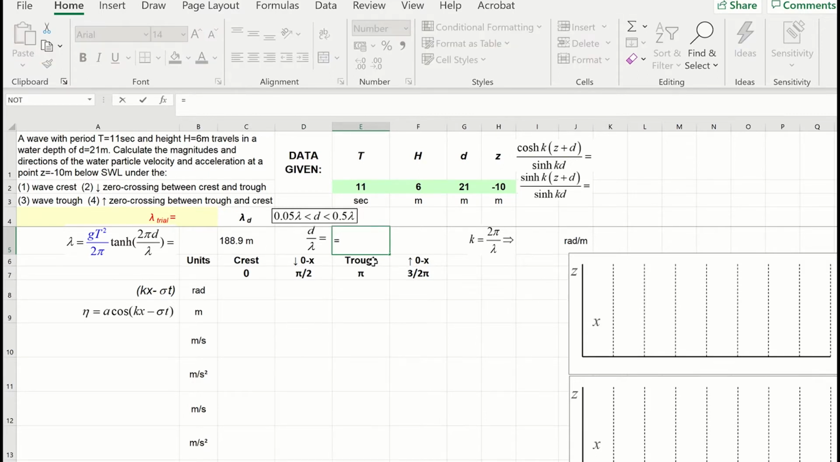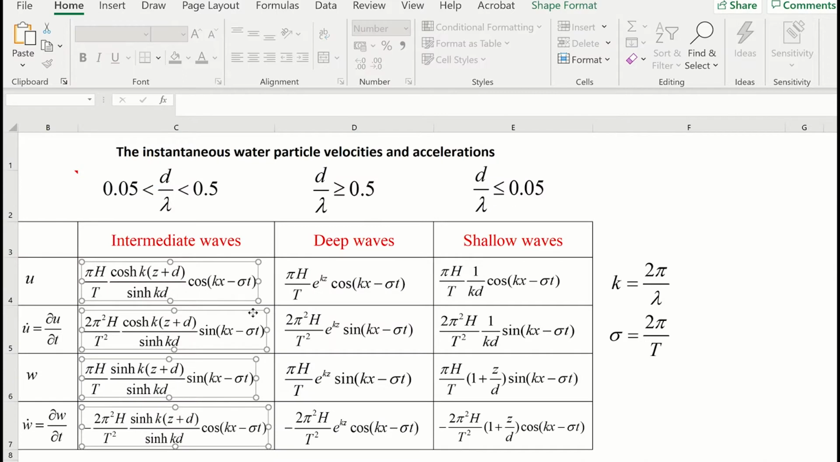And I do this by calculating the ratio of water depth divided by wavelength. And this is equal to 0.11, which is within this range. And this is the range for intermediate waves, because for deep waves this ratio should be greater than 0.5. In my problem, it's 0.11. Therefore, I need to use this set of equations to calculate velocities and accelerations.